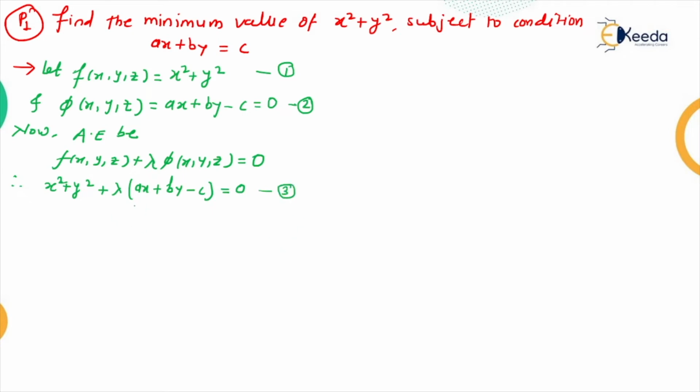Okay, so here what is lambda? It is an undetermined multiplier, and you have to eliminate this lambda after differentiating. So differentiate equation 3 partially, this is very important, partially with respect to x. Because the function contains two or more variables, that's why we have to use partial differentiation.